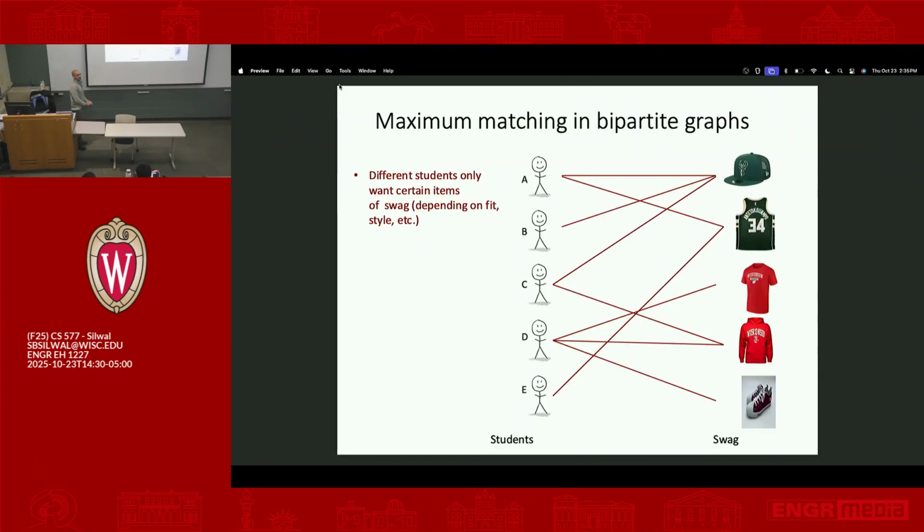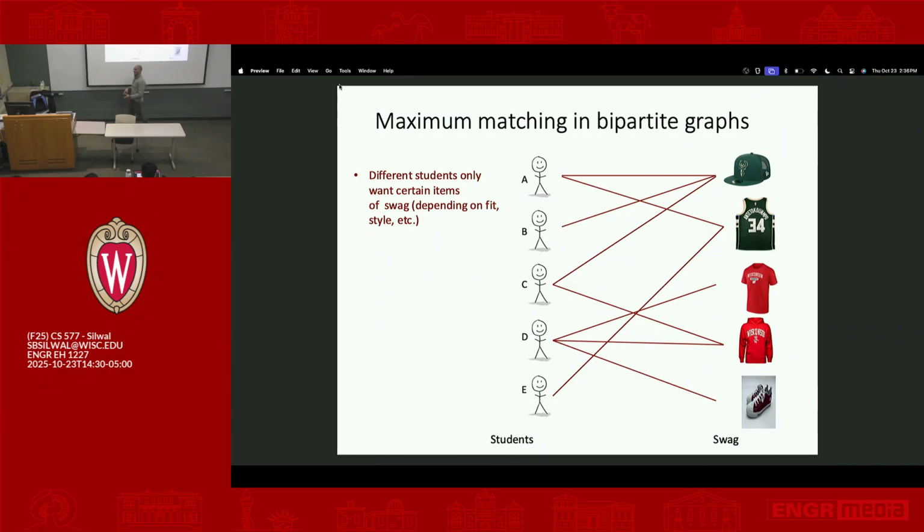So let's study the first application of flow. It's called the matching problem. You have a bunch of students on one side, and you have a bunch of stuff on the other side, like a Bucks hat, jersey, whatever swag gear. Let's just say there's only one of each. So there's only one pair of shoes, one hoodie, and so on.